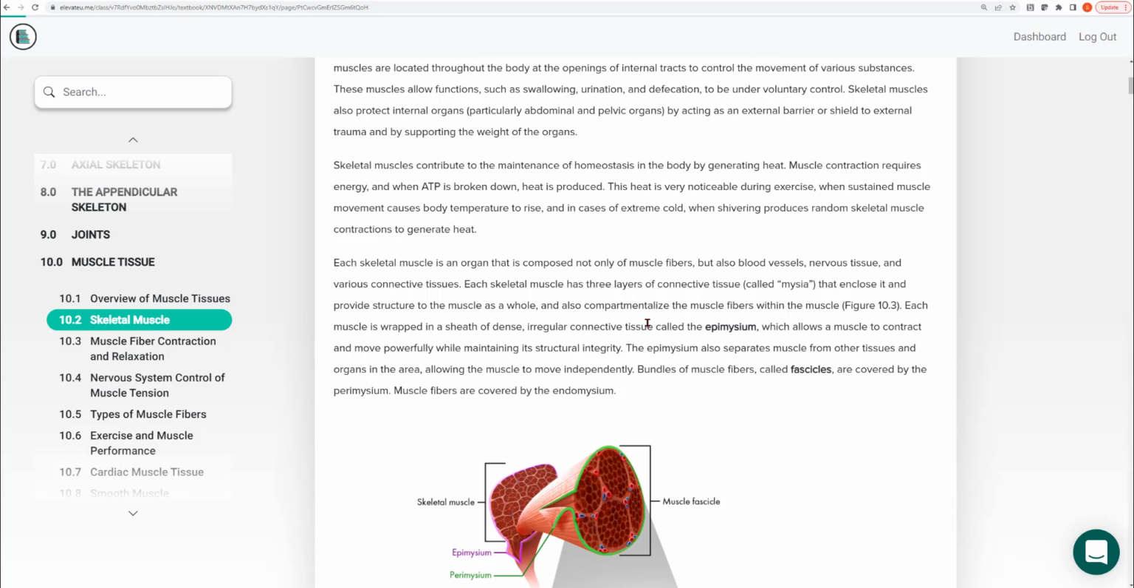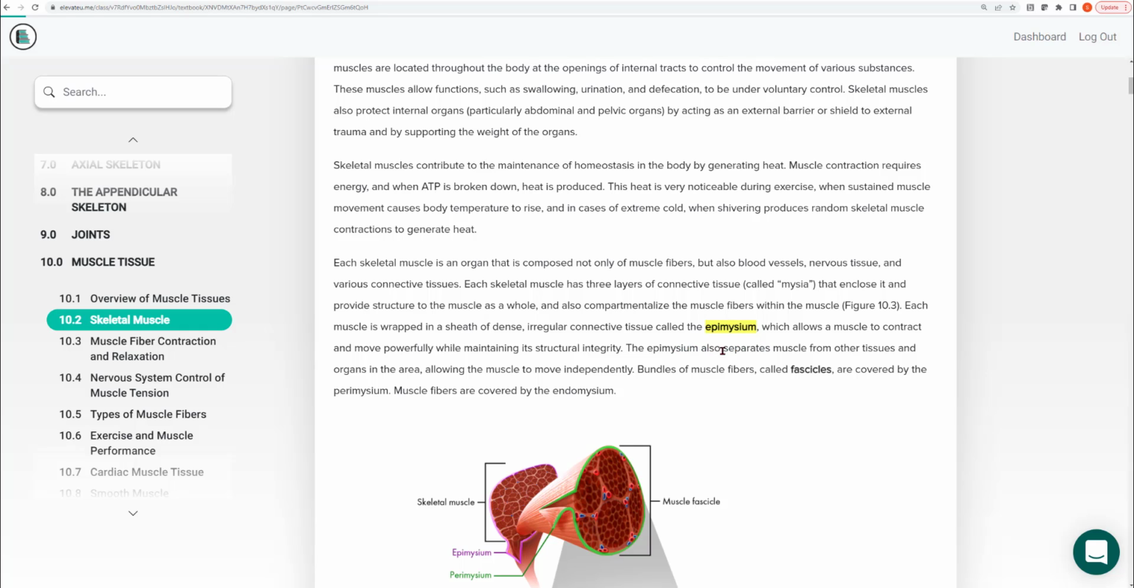Number one, there is a layer of dense irregular connective tissue. Now recall, dense irregular connective tissue is also what you primarily find in the dermis. But also here, there's a layer of dense irregular connective tissue, and this layer is called the epimysium. The epimysium. Epi, on or upon, like the epidermis is on the dermis. So the epimysium is on the entire muscle.